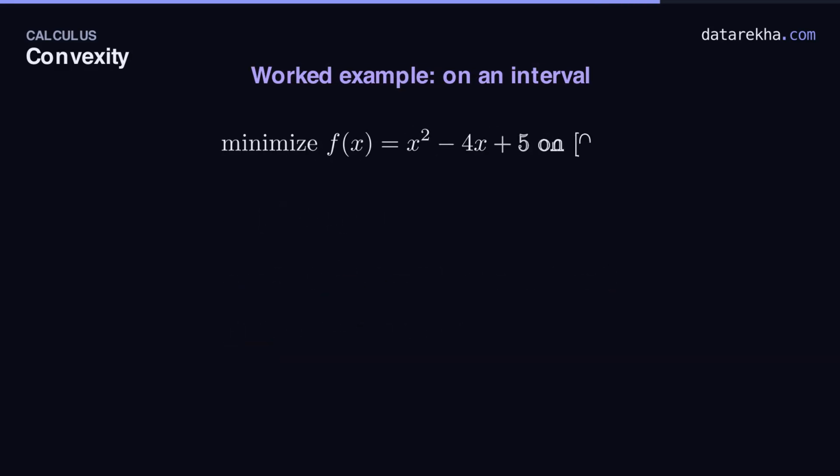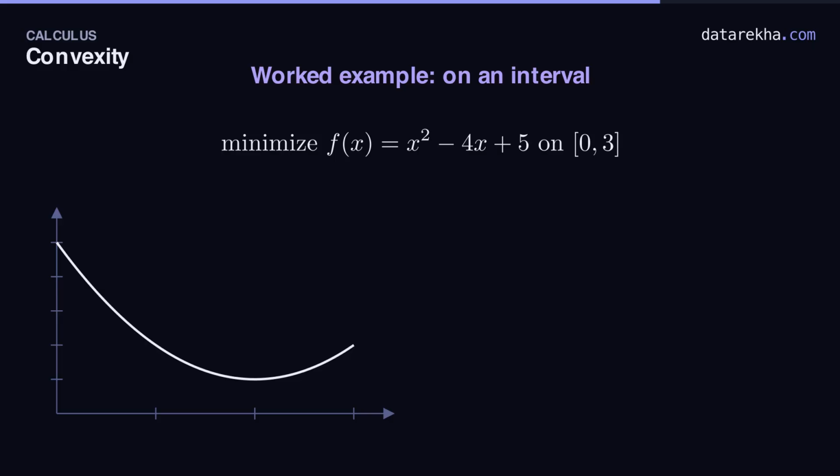One more on a closed interval. Minimize x squared minus 4x plus 5, but only between 0 and 3. Here's its graph, a piece of a parabola. f prime is 2x minus 4, and f double prime is 2, positive everywhere. So the function is strictly convex. Setting f prime to 0 gives the critical point x equals 2, inside our interval.